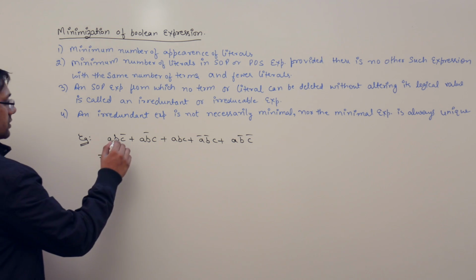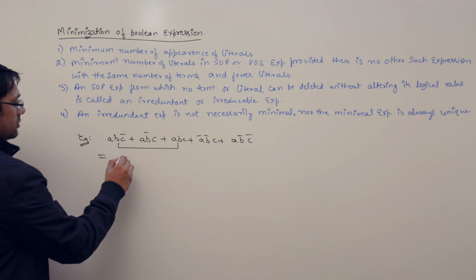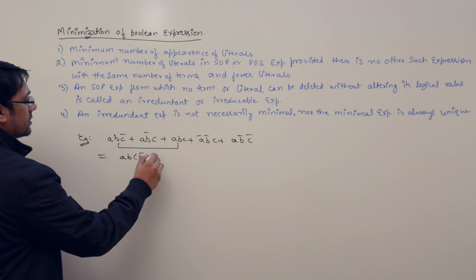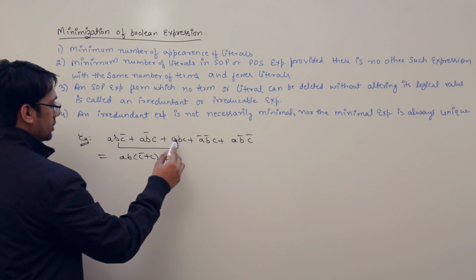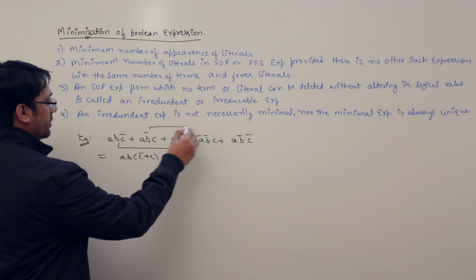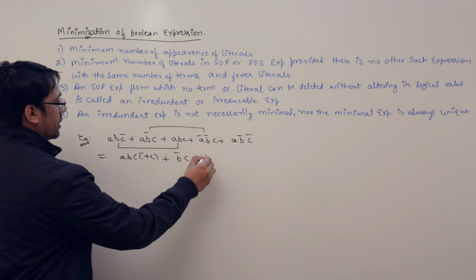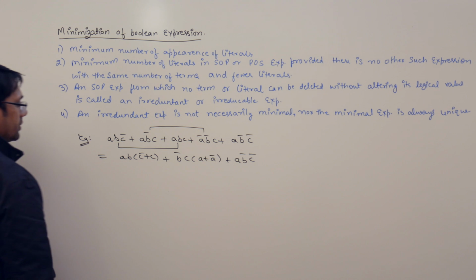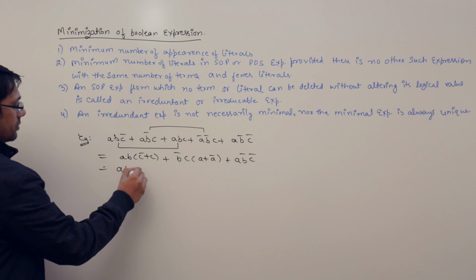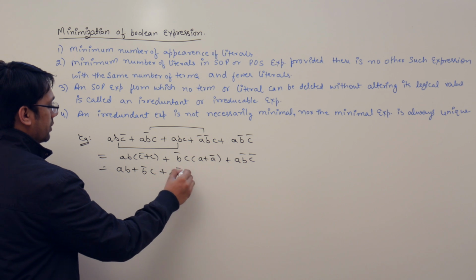Take this term and this term. You can take AB as common. So inside we have C complement plus C. Assume you are taking this term and this term, then you can take B complement C as common. So inside we will be having A plus A complement, plus A B complement C complement. So this will be AB plus B complement C plus AB complement C complement.